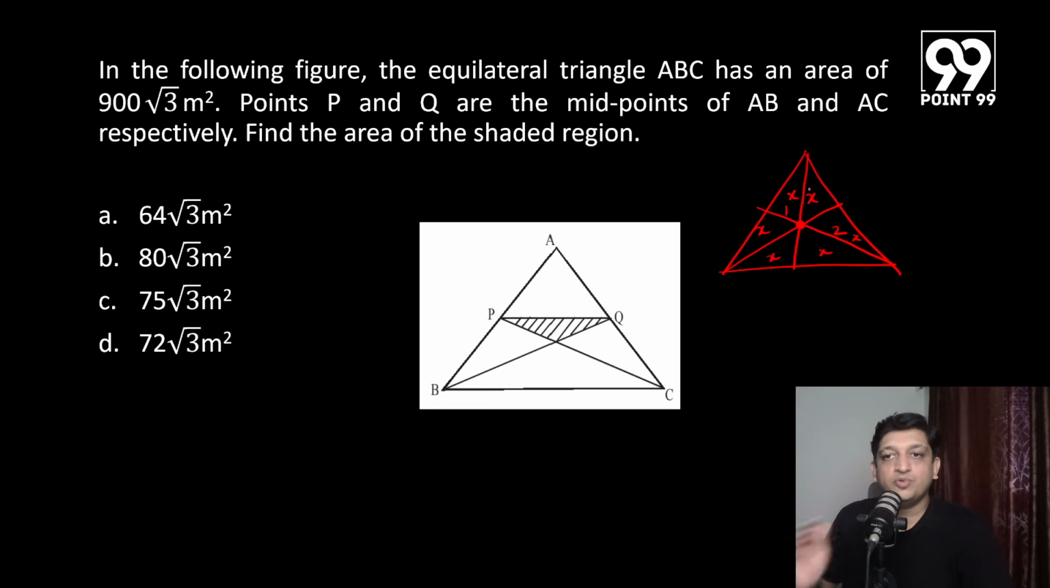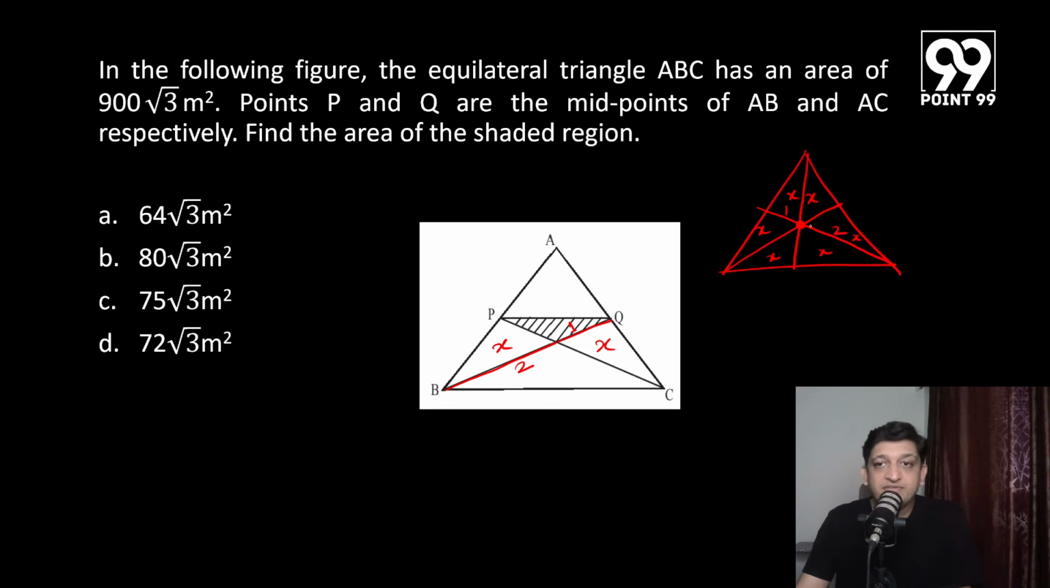Now, if you know these two things, you will be able to answer this question really nicely. Now, you know that CP and BQ are the medians, is what I know. So this triangle will have area equals X, right? This triangle will have area equals X. That is what I know. I also know that this is going to be 2:1. That is what I know here.